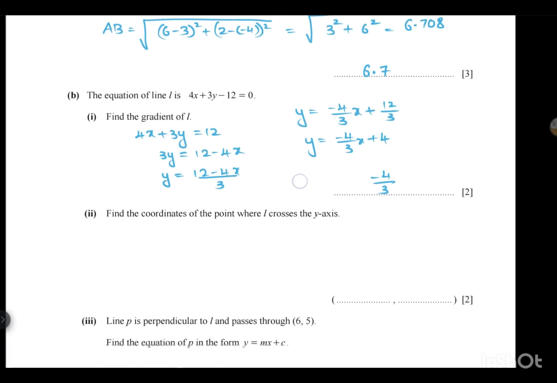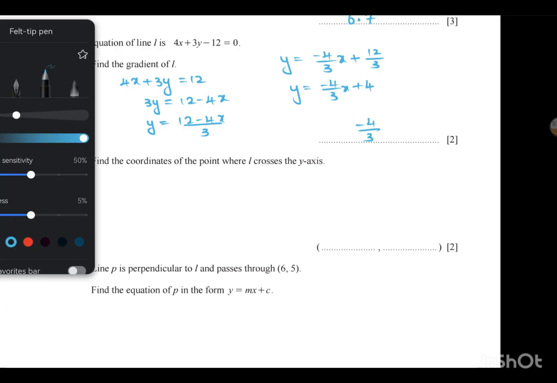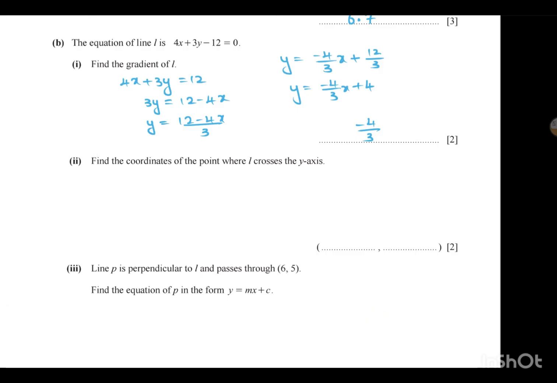Question number 2. Find the coordinates of the point where L crosses the y-axis. So the y-intercept, that means you have to write the y-intercept. So what is the y-intercept here? 4, and the x coordinate will be 0. We have to write the steps because it is 2 marks. So the y-intercept is c is equal to 4. Therefore it crosses at (0, 4), which will be the coordinates on the y-axis.